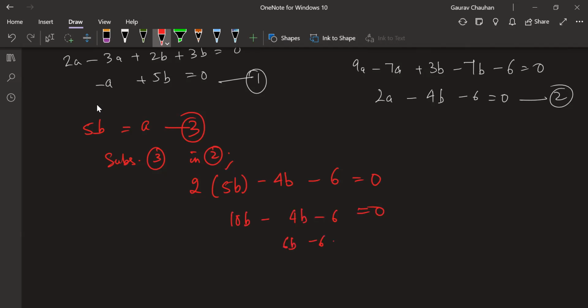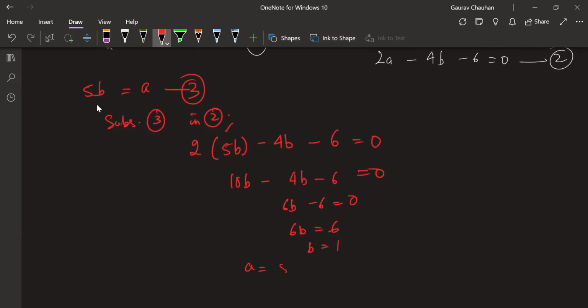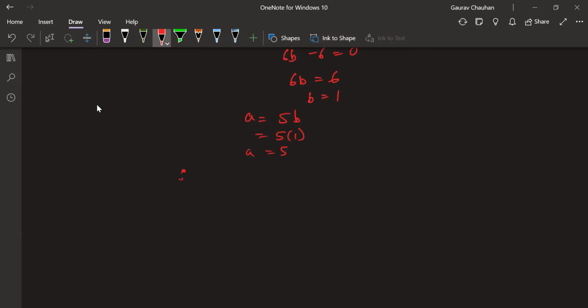6b minus 6 is equal to 0. 6b is equal to 6. B is equal to 1. Okay with this? B is equal to 1. What do I get as A? A is equal to 5b, which is equal to 5 into 1 is equal to 5. So I have my answer: therefore, A equal to 5 and B equal to 1.